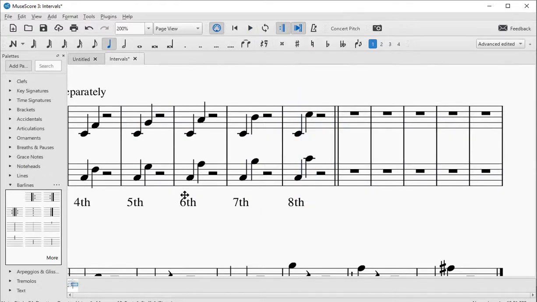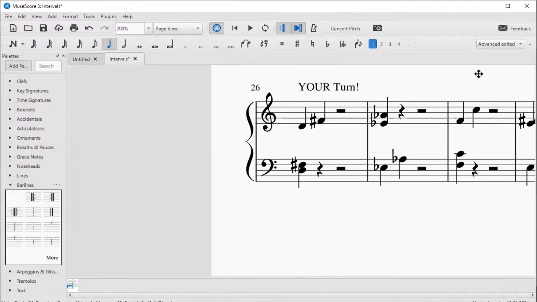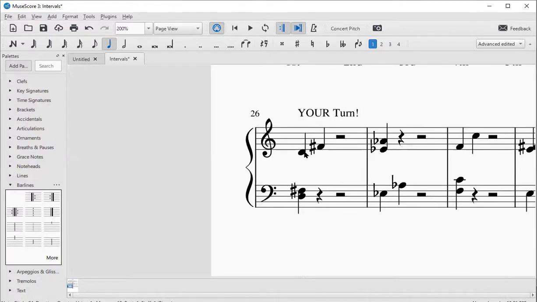Okay, easy, right? All right, let's see if you can do it. I'm going to give you an example, and you only need to tell me the number of the interval and whether it is melodic or harmonic. The sharps and flats in these do make a difference, but they're for that part that we're not doing yet. So today you only need to tell me the number of the interval and whether it is melodic or harmonic.